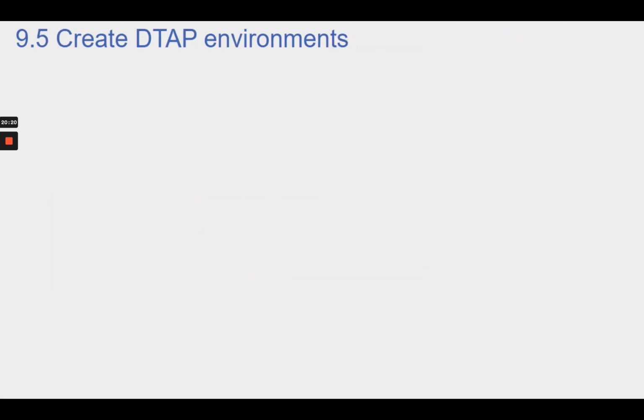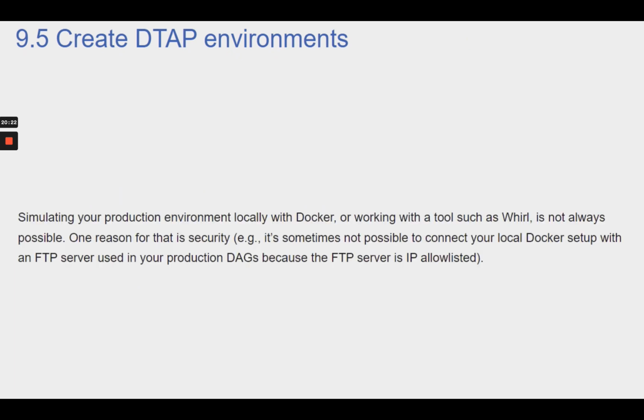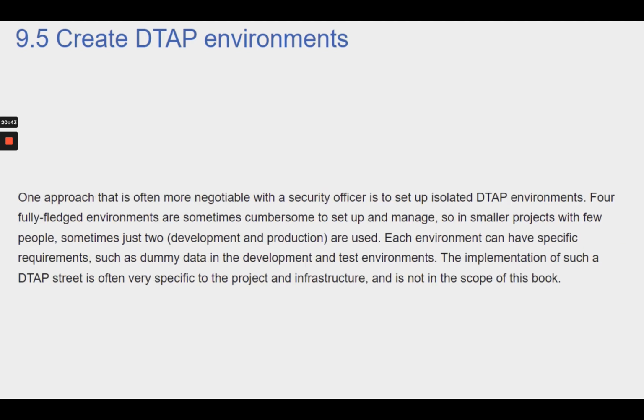Section 9.5. Create DTAP environments. Simulating your production environment locally with Docker or working with a tool such as Whirl is not always possible. One reason for that is security. For example, it's sometimes not possible to connect your local Docker setup with an FTP server used in your production DAGs because the FTP server is IP allow listed.